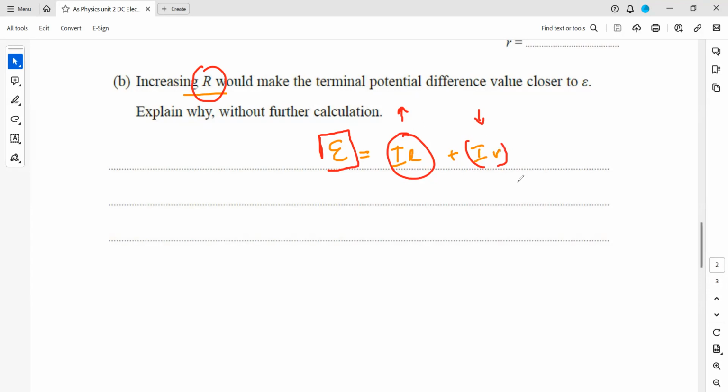And eventually what will happen? The value of Ir will be very small or negligible. So in that case, the EMF is equals to IR. So increasing the R, what will it give? Greater voltage will drop externally and less voltage will drop internally, or the value of Ir will become less.